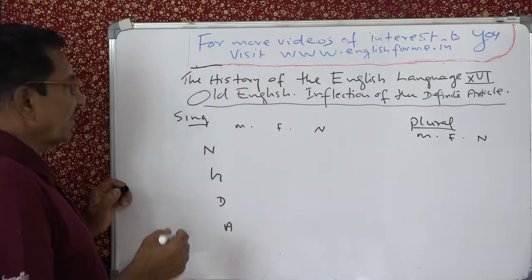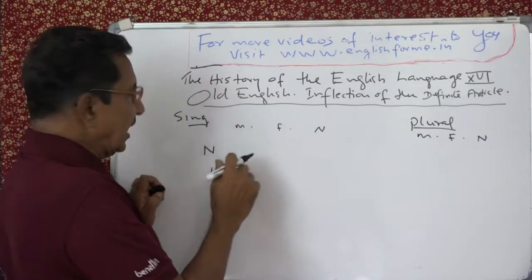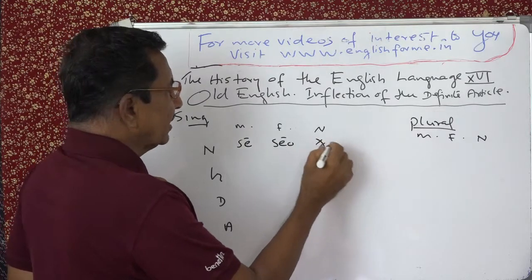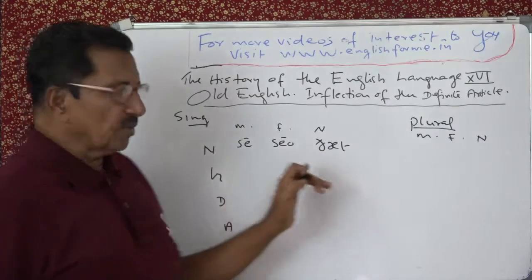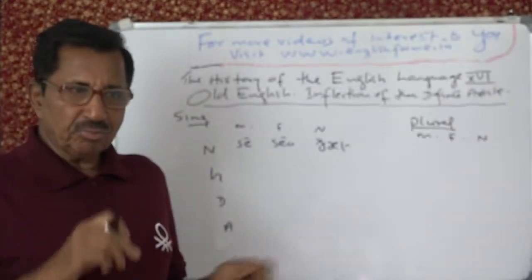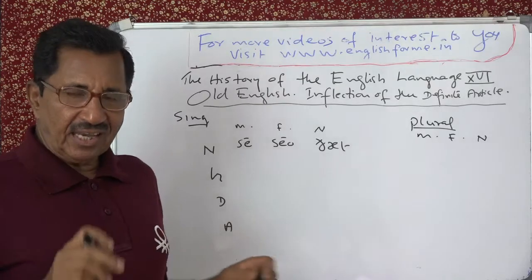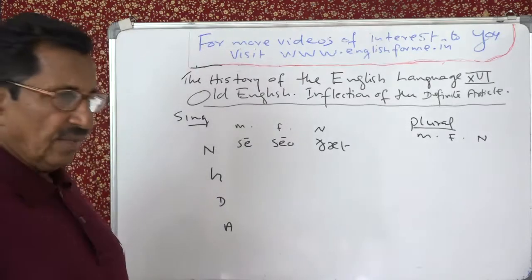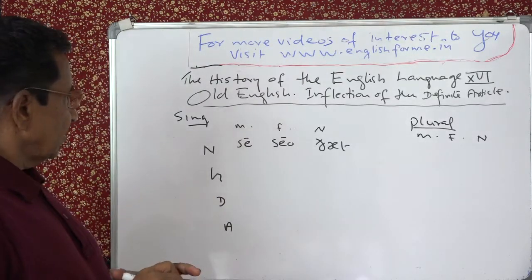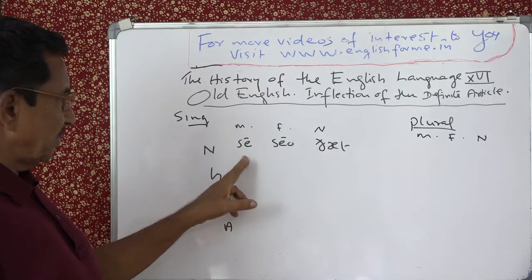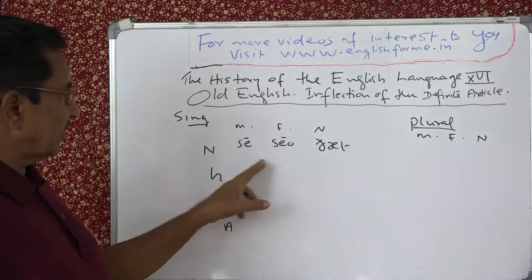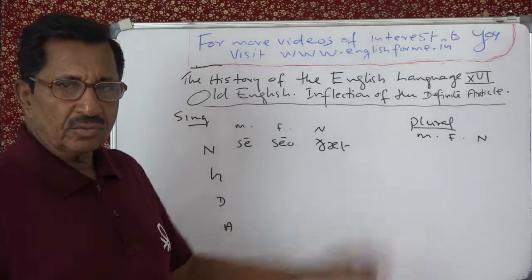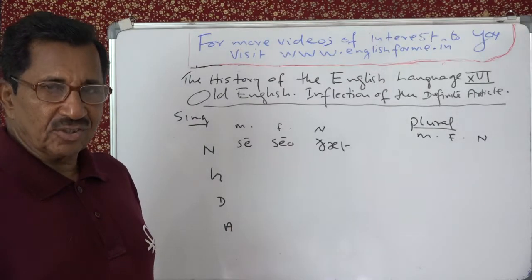Now you can see the singular for masculine. Do you remember I told you about this diagram in Old English spelling? A diagram means two symbols written together, two letters. And then we have got genitive. So if you have to say the man, you have to say se man. The girl, you have to say seo girl. The stone, you have to say se stan. Understand?